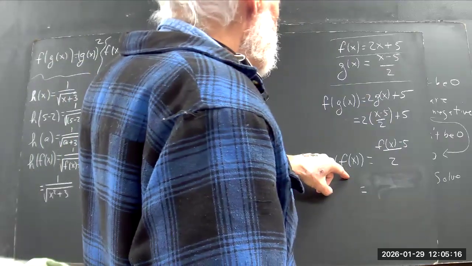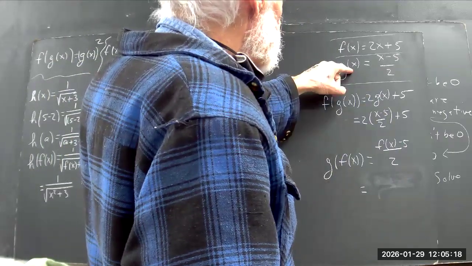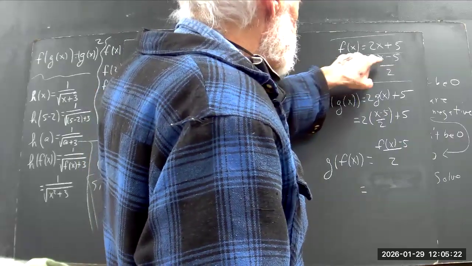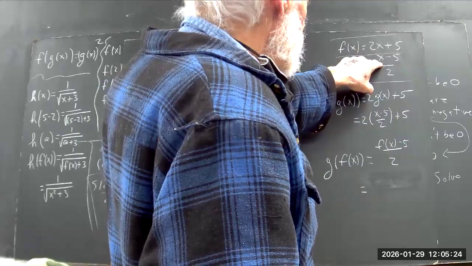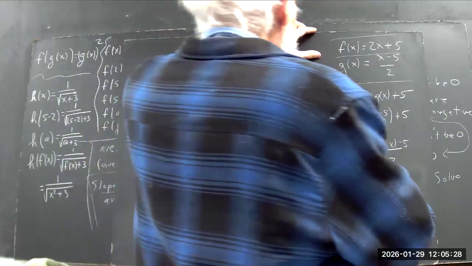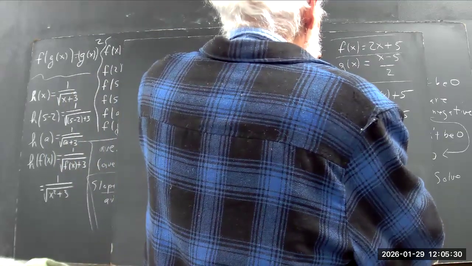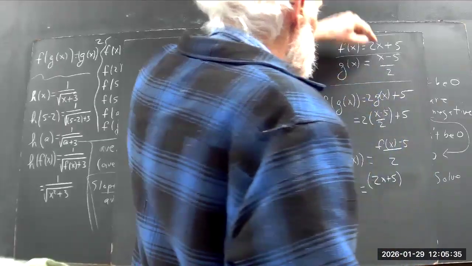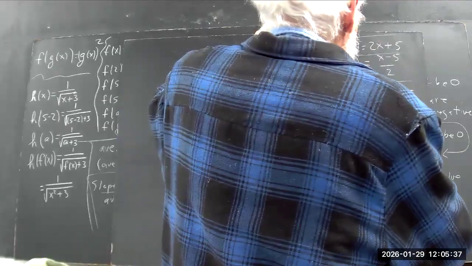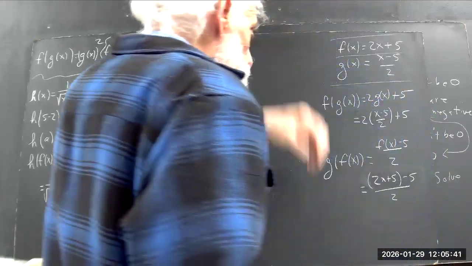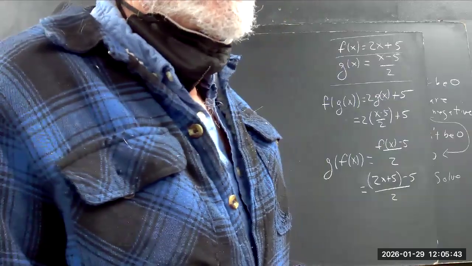G of f of x. Okay, f of x then replaces x, and you're going to have an f of x here. So actually, I wrote it down right here. I didn't write my f of x function right here. I wrote the g of x function. So f of x is 2x plus 5, and we have minus 5 over 2. Then we do the arithmetic.